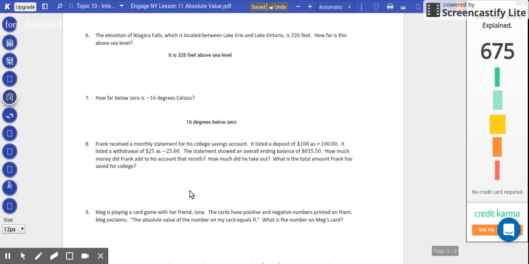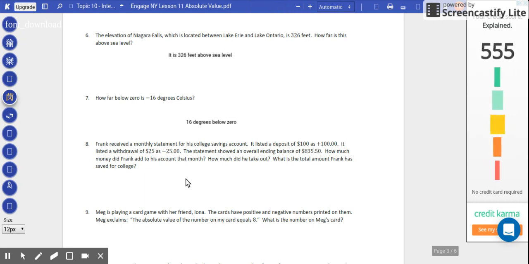Frank received a monthly statement for his college savings account. It listed a deposit of $100 as plus $100, and it listed a withdrawal of $25 as negative $25. The statement showed an overall ending balance of $835.50. How much did Frank, there's 3 questions, so we're going to go one at a time.